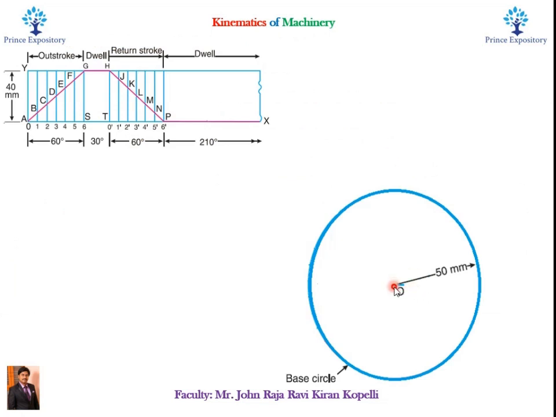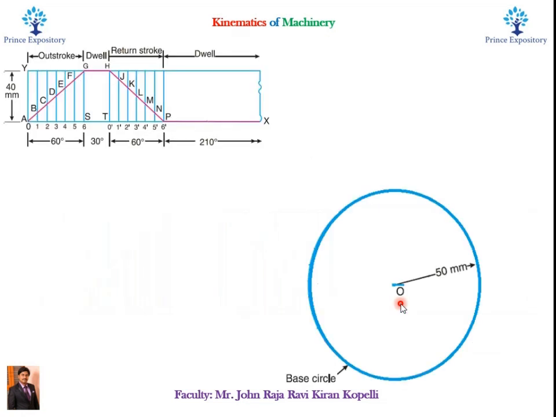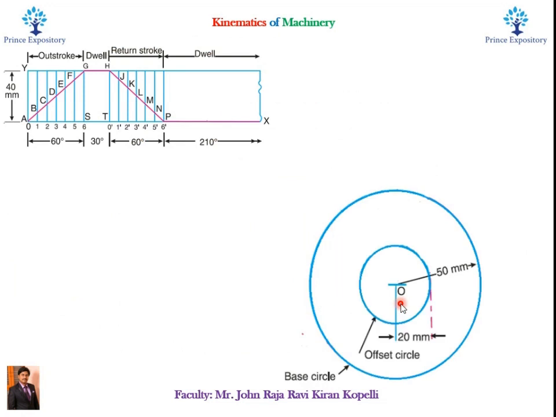In the question given, base circle radius is 50 mm. Then draw the base circle of 50 mm radius with O as center. And then there is another information that is given in the question, that is nothing but the axis of the follower is offset by 20 mm. So for that we need to draw an offset circle of 20 mm. So this is offset circle of 20 mm with O as center.